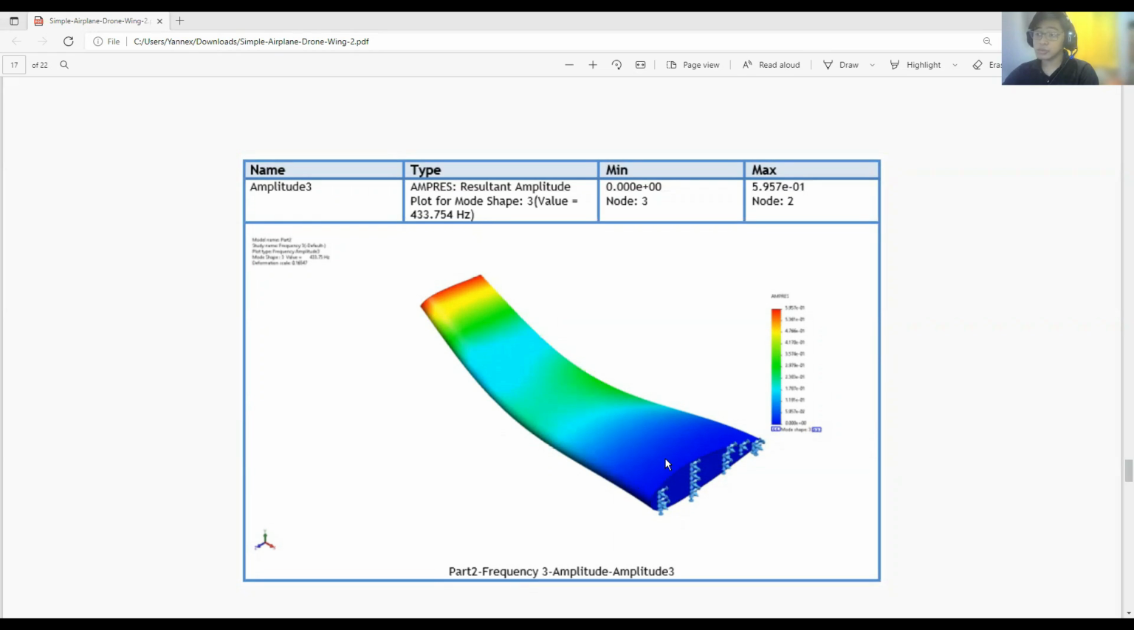So it is also similar because near the fuselage, or the body of the plane, that part of the wing received less stress in comparison to the tip of the wing. So just like in simulation 2, the tip of the wing also received the most stress.